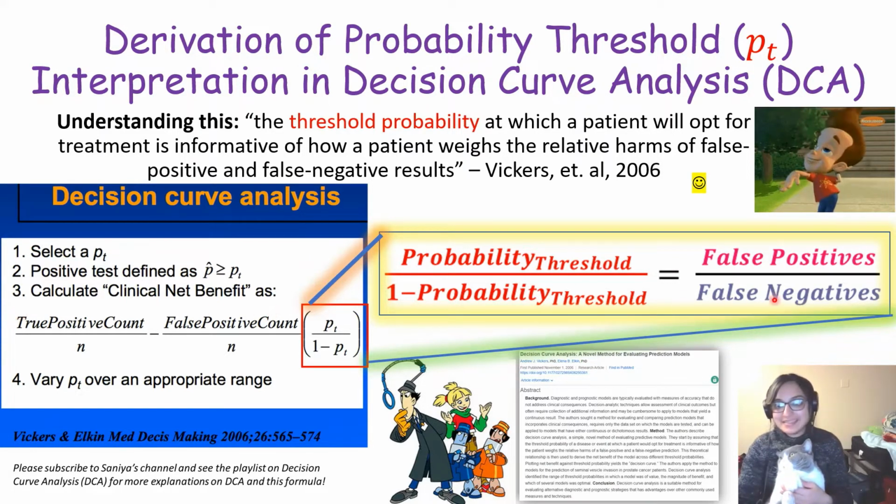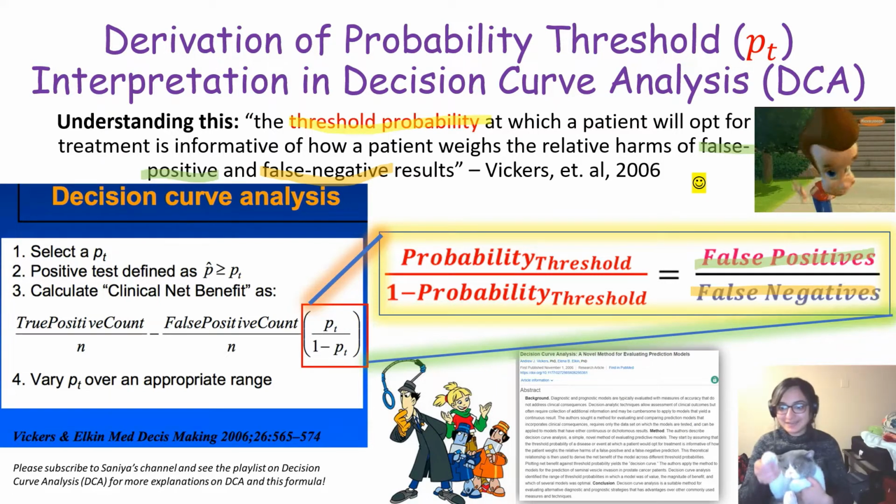But why is this the case? Why can we say that? And what does this mean? Why does it say that this probability threshold here tells us about relative harms of false positive and false negative results? So that's what we're going to talk about in this video. It's going to be a little bit mathematical, with some derivations, but this will be a very important foundation for us to move forward with.